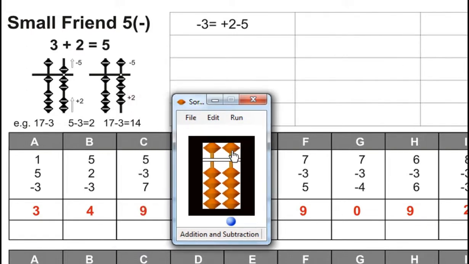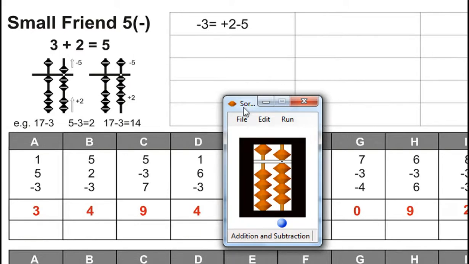5 minus 3. For that, the formula is minus 5 plus 2. And again add 7. Answer is 9. Next, 1 plus 6 minus 3. For that, minus 5 plus 2. Answer is 4.